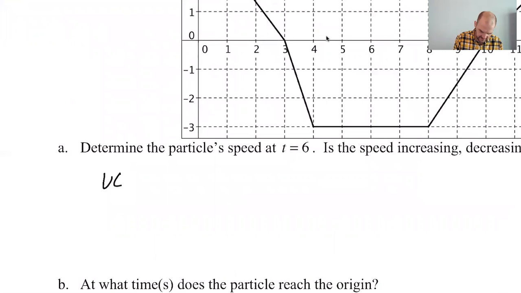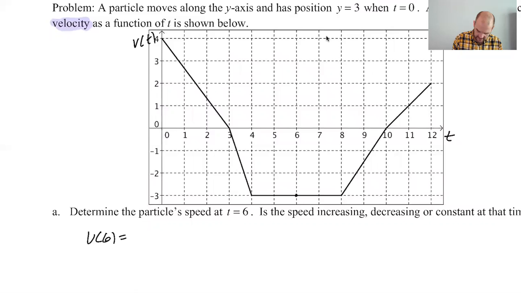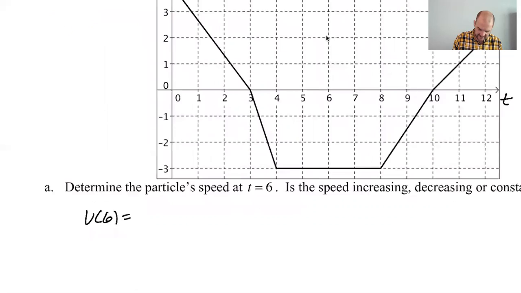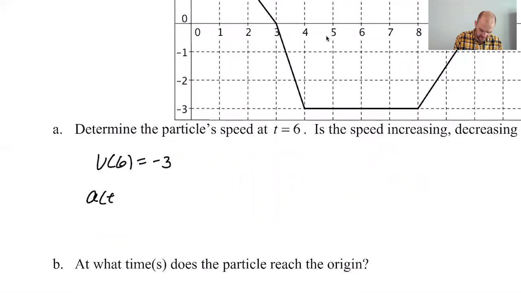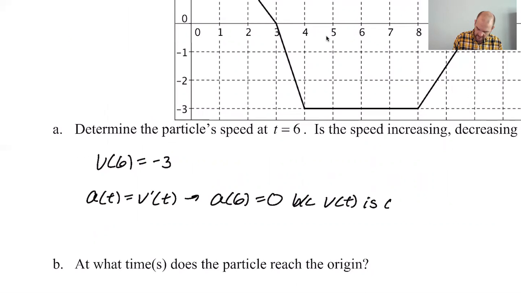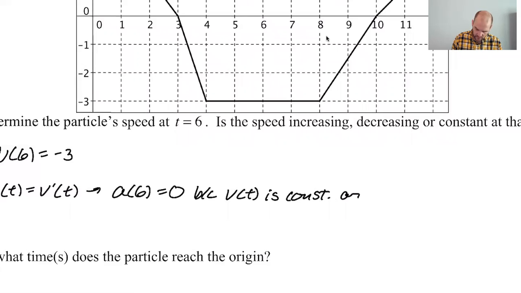So v of 6. This is a graph of velocity, so v of 6 is definitely down there. It's -3. So the velocity is -3. The acceleration, a of t in general, is v prime of t. So a of 6 is going to be equal to 0, because v of t is constant, so it has no rate of change. The rate of change of v of t is 0 on 4 to 8.